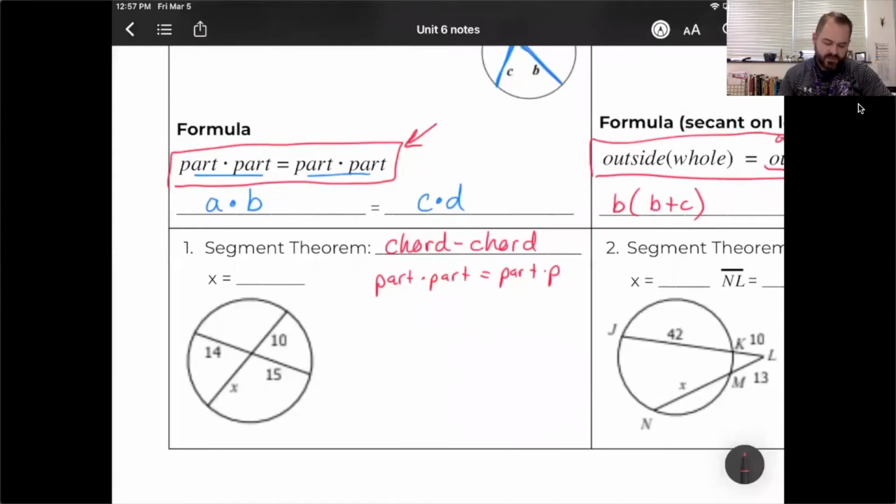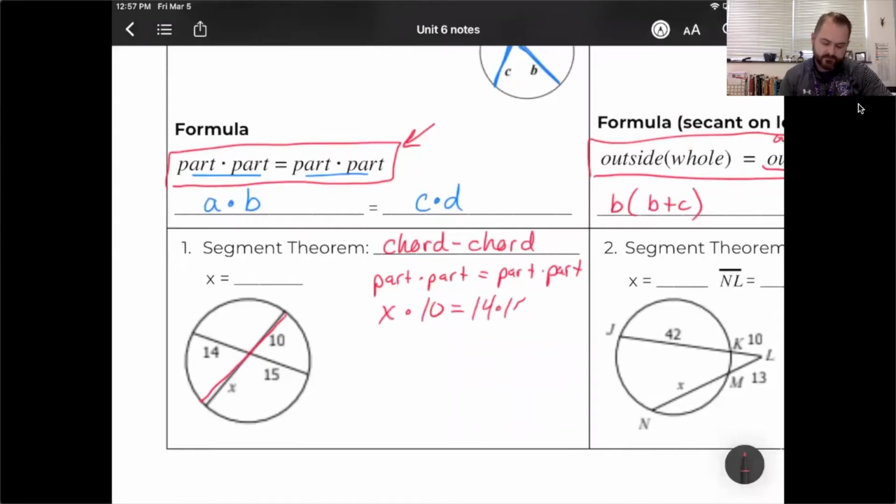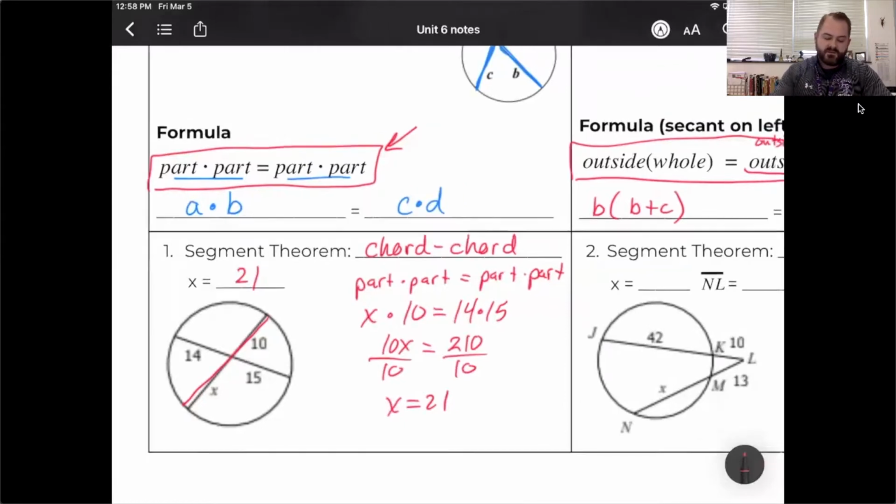Part times part equals part times part. So I'm going to pick one segment and do part times part. One part is X, the other part is 10. That is equal to the product of the other parts of the other segment, so 14 times 15. And then we just simplify and solve for X. 10 times X is 10X. 14 times 15 is 210. And then we divide by 10 there, and we get X is 21.